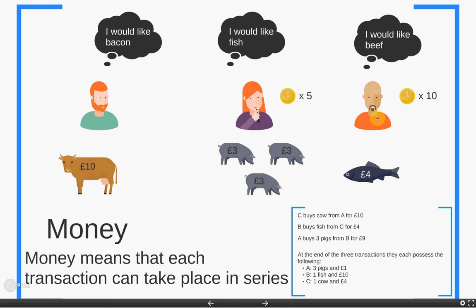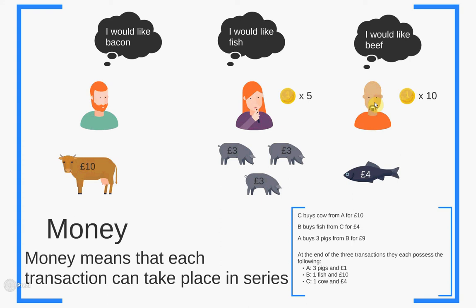Then B buys the fish from C for £4. So again, B doesn't have anything to offer C that C wants, really. C wants beef, and A and B only have pigs. So B doesn't really have anything to offer, but that's where the money comes in, because by having money, B can offer £4 for the fish, and then C is rewarded for having parted with the fish. So again, the role of money is to avoid there needing to be pairwise transactions that actually make sense.